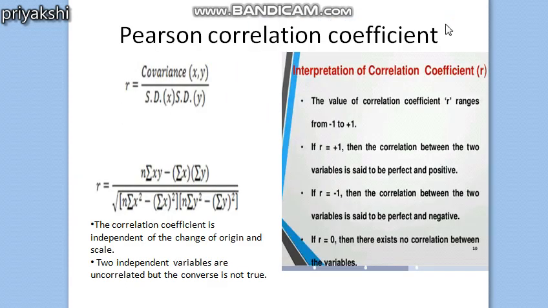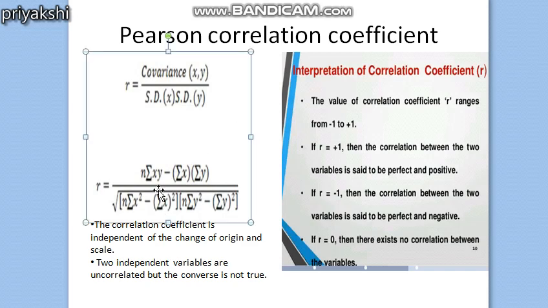You can calculate correlation using different formulas, but we will consider here only the Pearson correlation coefficient. The Pearson correlation coefficient was proposed by Karl Pearson. In the formula it is represented by r. It is the covariance of the two variables divided by the product of the standard deviation of x and the standard deviation of y, which is given in this particular formula. This is the formula we are going to apply whenever we find the Pearson correlation coefficient.